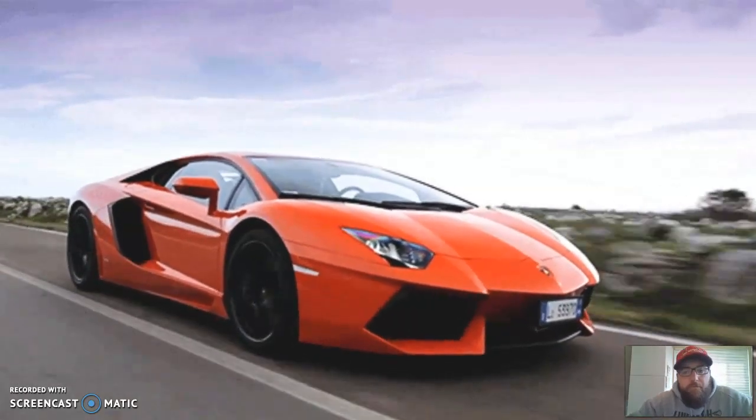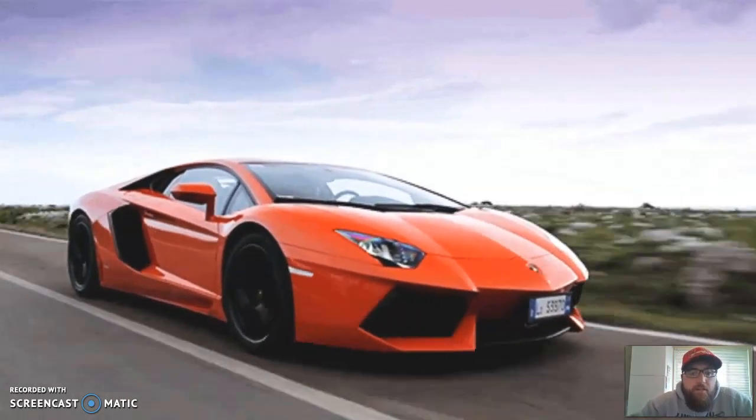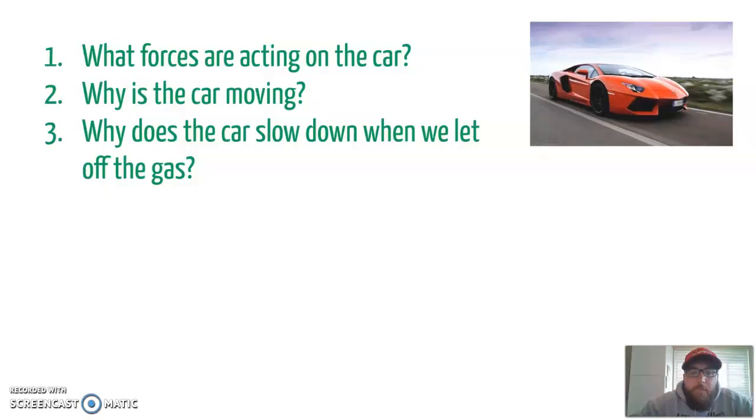All right, one more for you. We've got a car that's driving on a road. Pretty cool car. I wish that was my car. What forces are acting on the car? This is going to be a little bit different from the last two. Let's draw our square to represent our car.